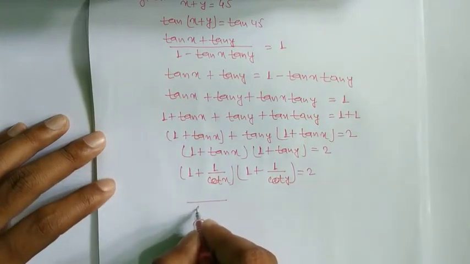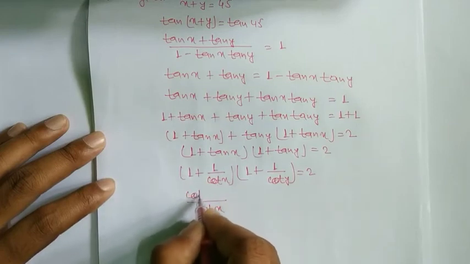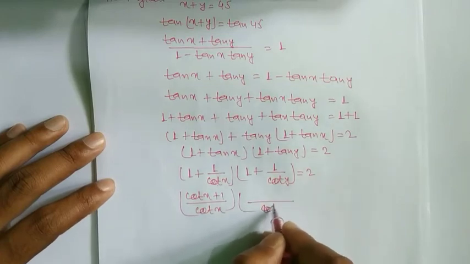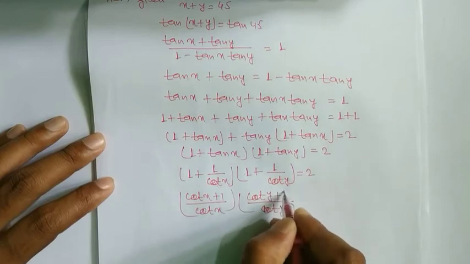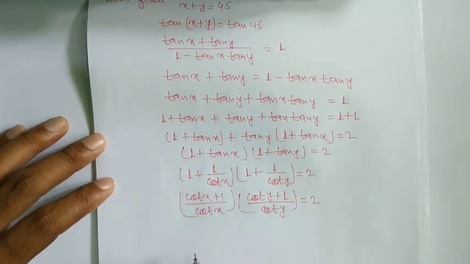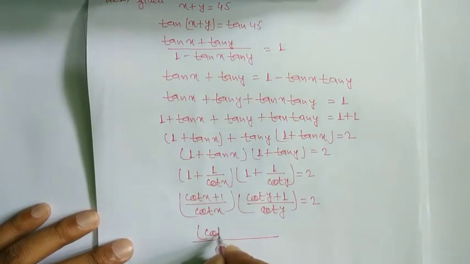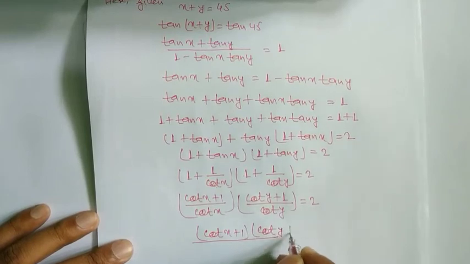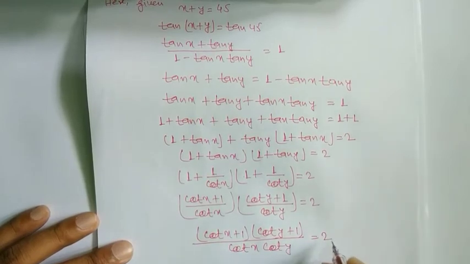Take LCM here. cot x into 1, cot x plus 1. Here also the same. cot y LCM, cot y into 1, cot y plus 1 is equal to 2. Cot x plus 1, cot y plus 1, and here cot x cot y is equal to 2.